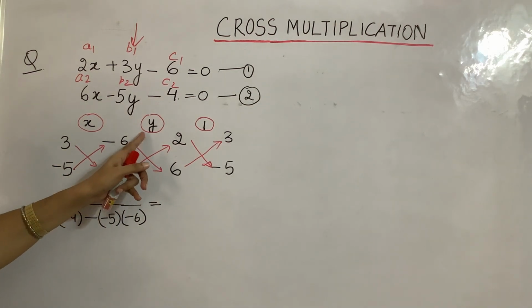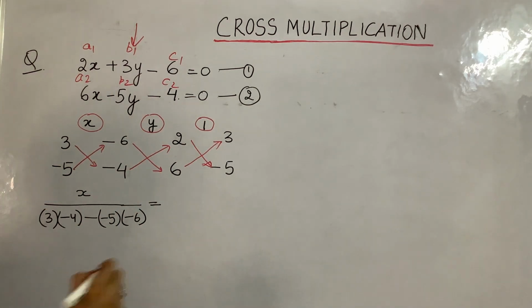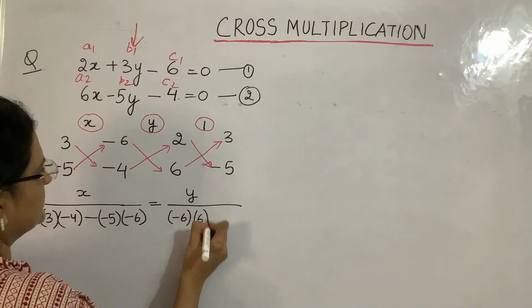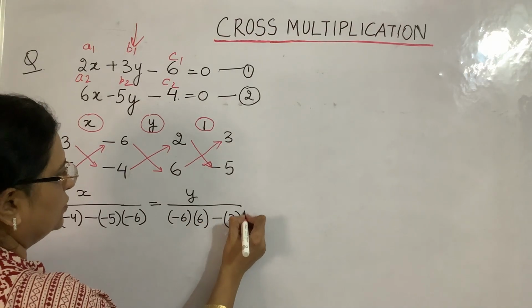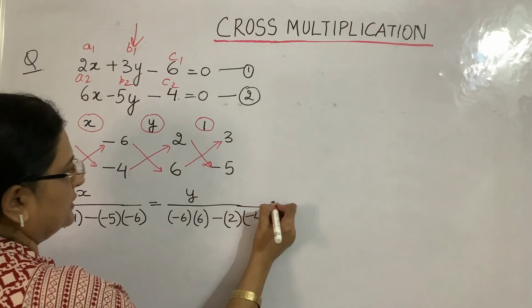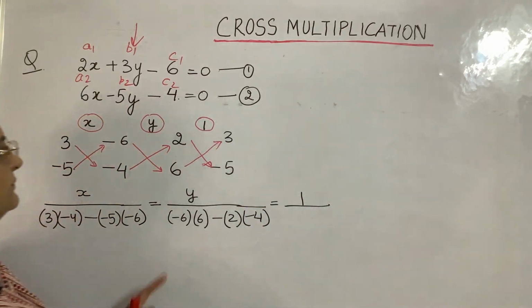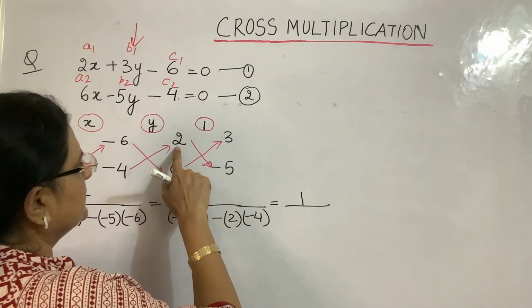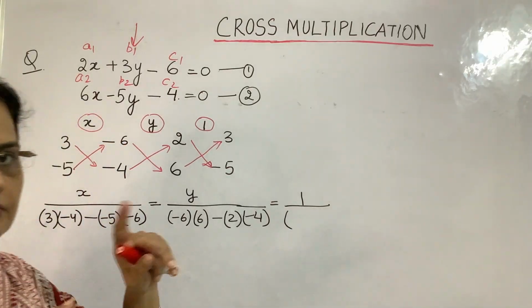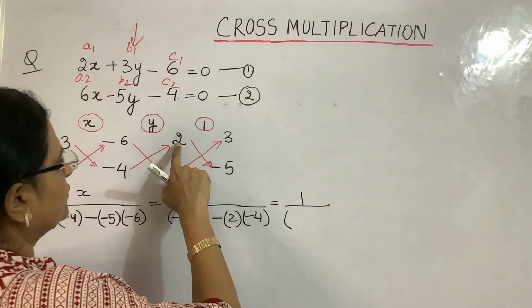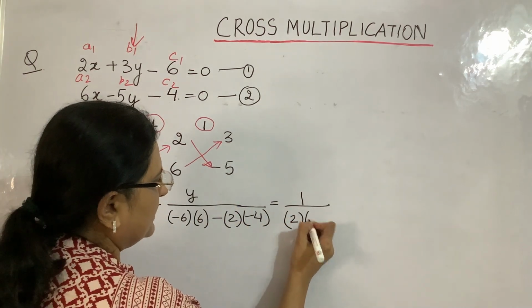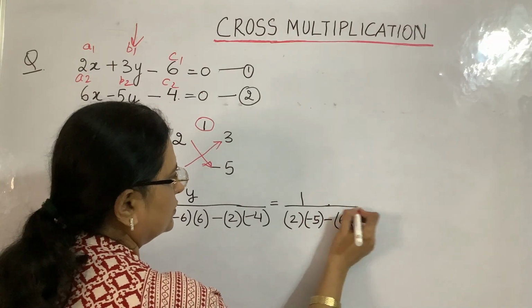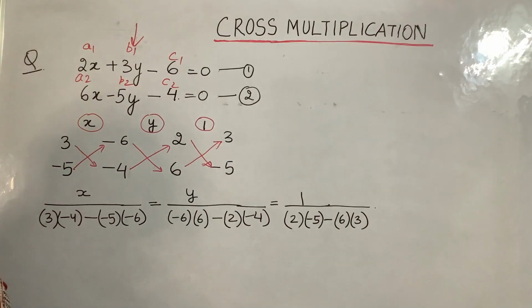What about y? This here and this one here. So we will write y upon minus 6 into 6. Then the formula, 2 into minus 4, is equal to 1 upon, and one left hand side part and the right hand side part. So this is this into this. Go according to the direction of the arrows. So from here to here, 2 into minus 5 minus 6 into 3. Agreed? This we have written.